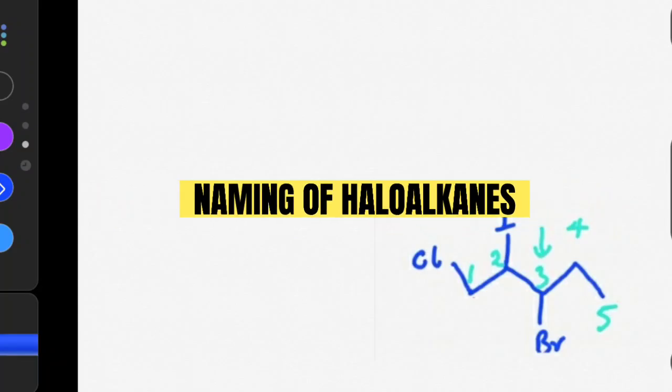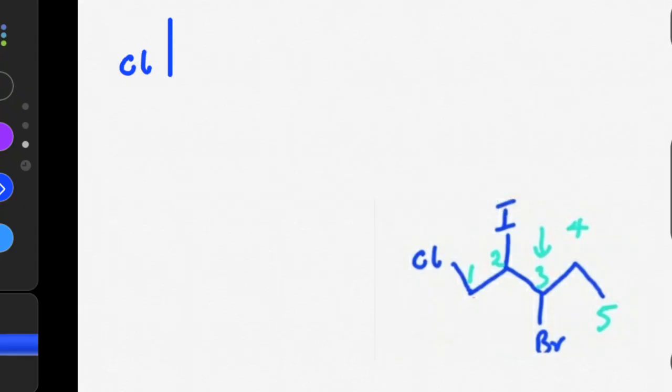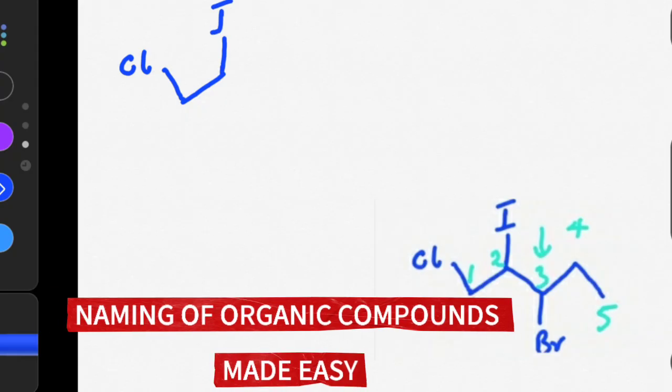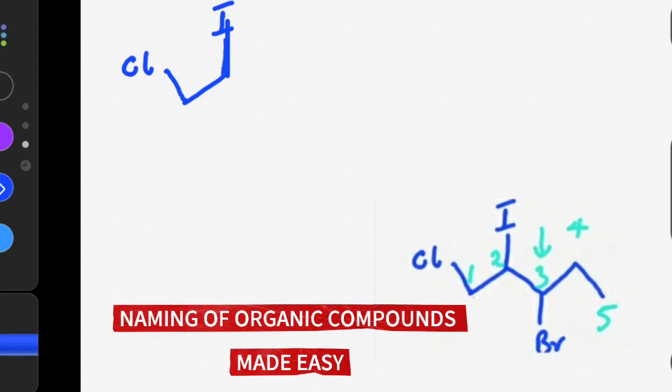So we are going to start with this particular structure you can see here. For convenience, I'm just going to indicate the structure yet again so that I get to number correctly. So the structure is like this. Have bromine, then we have this, we have this.